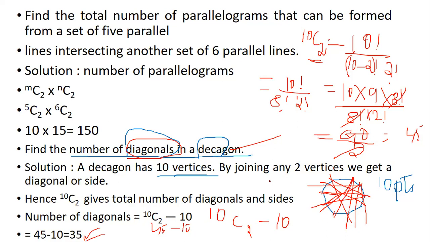Moreover, these are diagonal lines. These are not just lines. These are diagonal lines which I can form in a decagon. Did you all understand? Any doubts until here?